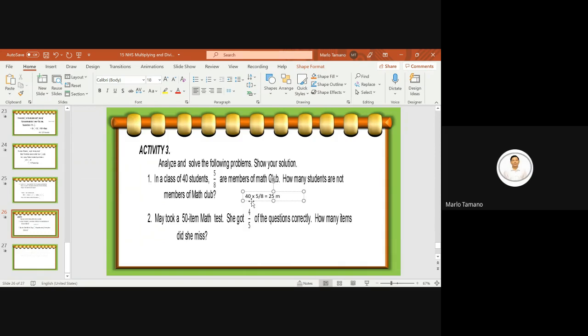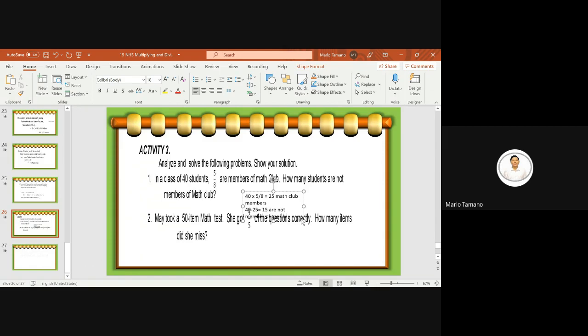So, math club members. Ay, ang tanong niya, ilan daw ang hindi members? Hindi pa baliktad, anong gagawin dyan? So, ima-minus ninyo 40 minus 25. The difference is the answer. Okay po? Naintindihan? So, 15 are not members of the said club.